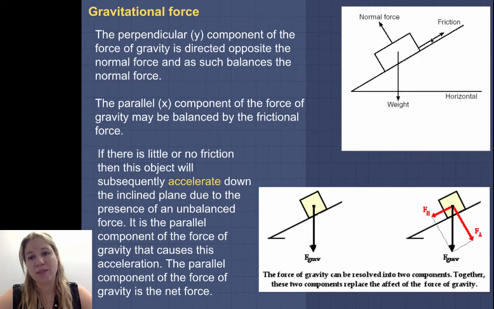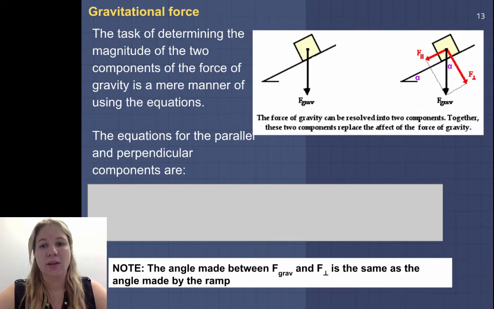And if we had someone pulling it up the ramp, then obviously it would be moving up the ramp. Now, to determine the magnitude of each of these components, we need to use our sine and cos, or our trigonometry rules, which we also use in our kinematics topic. So, the equations for the parallel and perpendicular components.